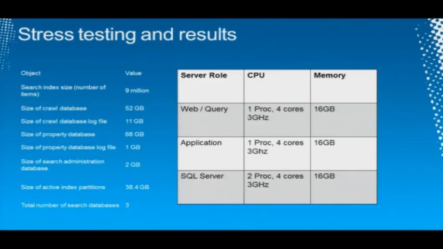Notice that the item level we've got here is 9 million items, just under that 10 million index partition size. Size of the crawling database, 52 gig, in this particular example. 11 gig on the log file in SQL. 68 gig on the property metadata database. 1 gig log file on that. 2 gig search admin database. And a 38 gig index partition.